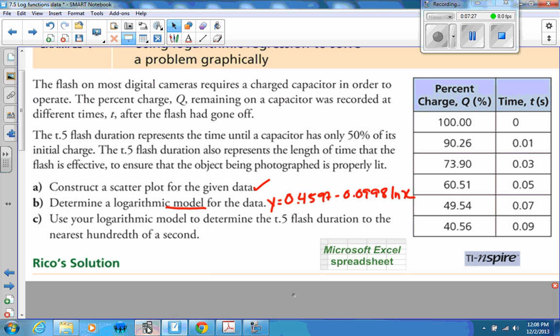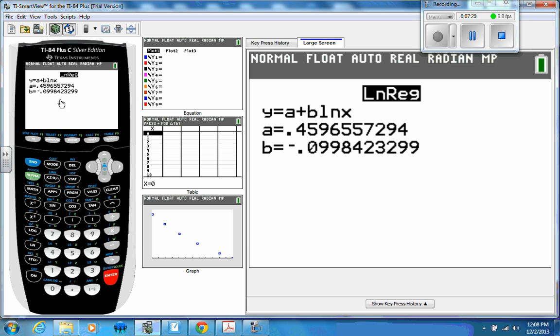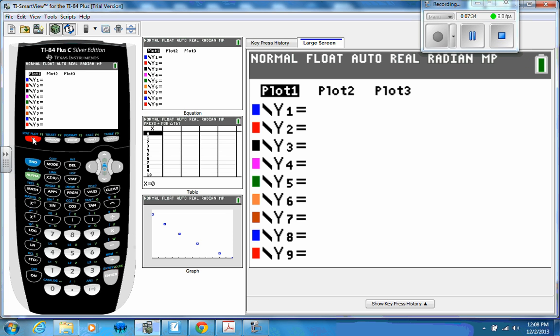I can go back to my graphing calculator, and I'll put my logarithmic regression equation in first. So I'm going to put my 0.4597, subtract 0.0998. I'm going to hit the ln button, and then I'm going to hit x. Okay, then I'm going to put an end bracket.